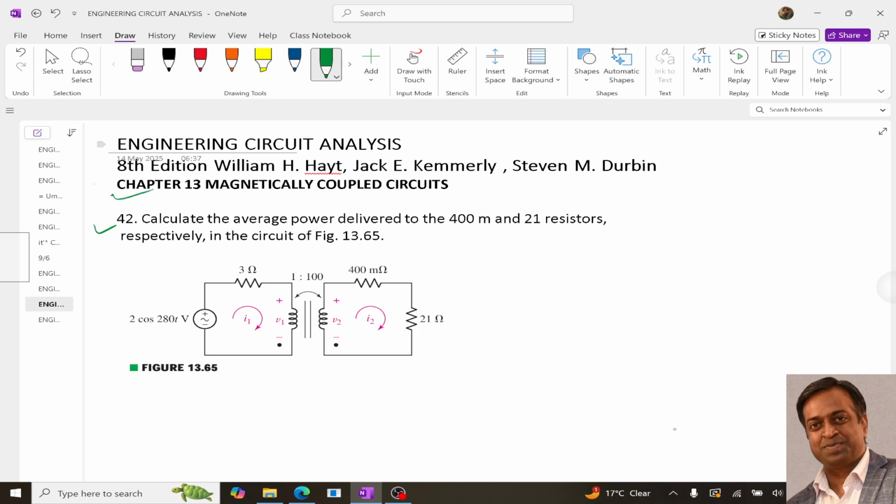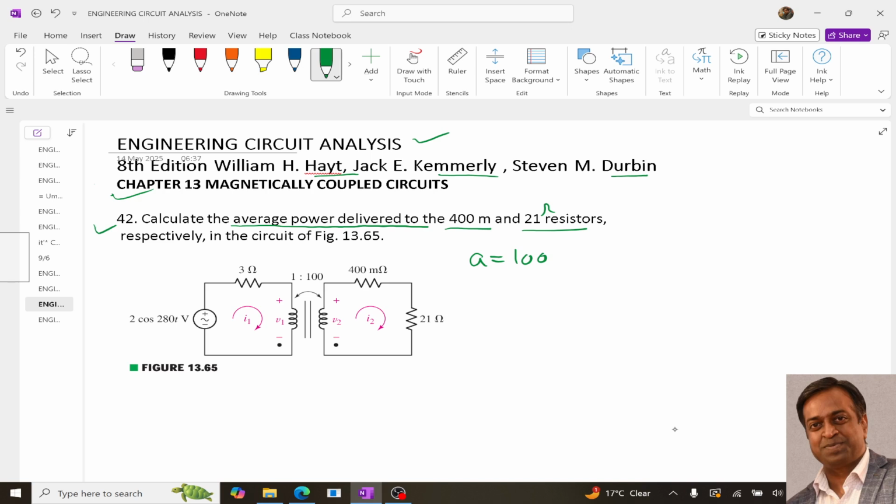This is question number 42 of chapter 13 from the book Engineering Circuit Analysis by Hayt, Kemmerly and Durbin. The question says that we need to calculate the average power delivered to the 400 milliohm and 21 ohm resistors. So we need to determine the power delivered to these. Here we have a transformer with a given turns ratio of 100, so A is 100.